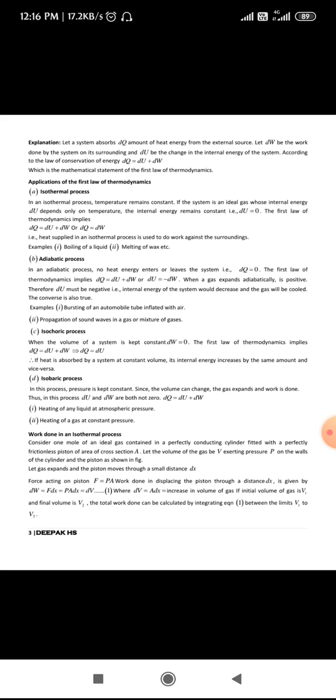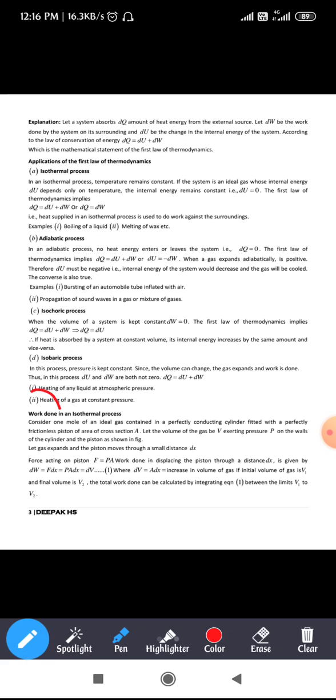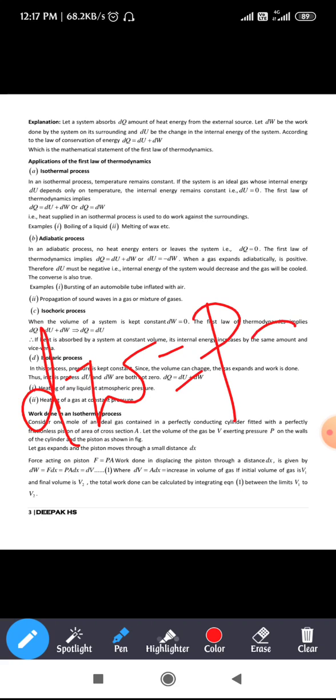So coming to this isochoric process, when the volume of a system is kept constant, dw is equal to 0. Okay, so as you know that, what is this dw? First of all, work done, we have derived the equation, right? I mean the expression for work done. So dw is equal to nothing but pdv, right?